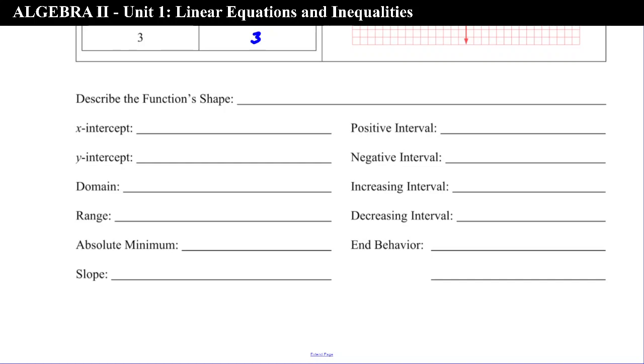With the function shape, well, it is shaped like the letter V. Our x-intercept would be at (0, 0). That's where the graph touches the x-axis. Our y-intercept is also at (0, 0). That's where it crosses the y-axis.